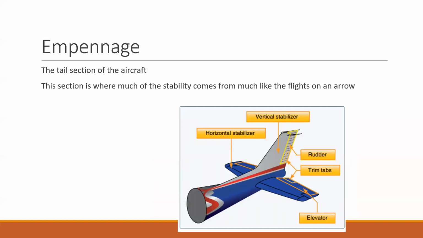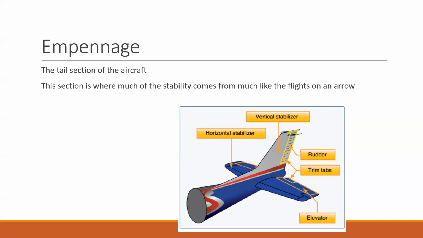The empennage of the aircraft is the tail section. And this has a lot of different parts on it. It has your rudder, which is used to control the yaw of the aircraft. It also has the elevators, which are used to control the pitch of the aircraft. And then it has some other stuff. So it has trim tabs, sometimes for the rudder and the elevators.